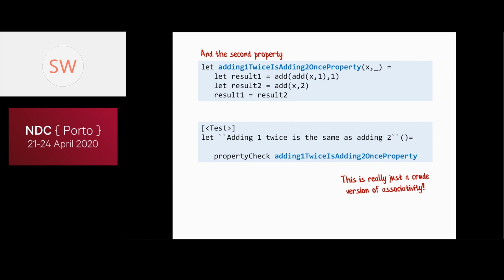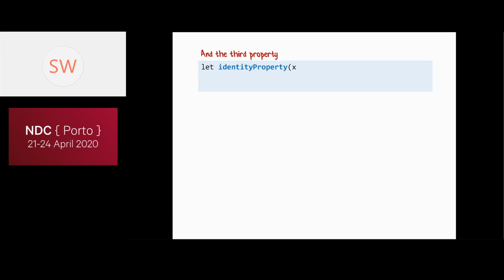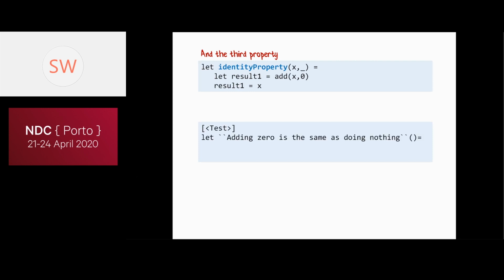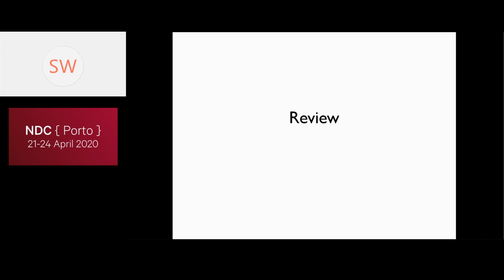Now, if you're a mathematician, you'd recognize adding one twice is basically a very crude version of associativity. So the real addition property is associativity. And the third one, adding 0, we call this the identity property. If you add 0, it's the same as doing nothing. And we write a test using that. And there we go. So let's review what we've got.